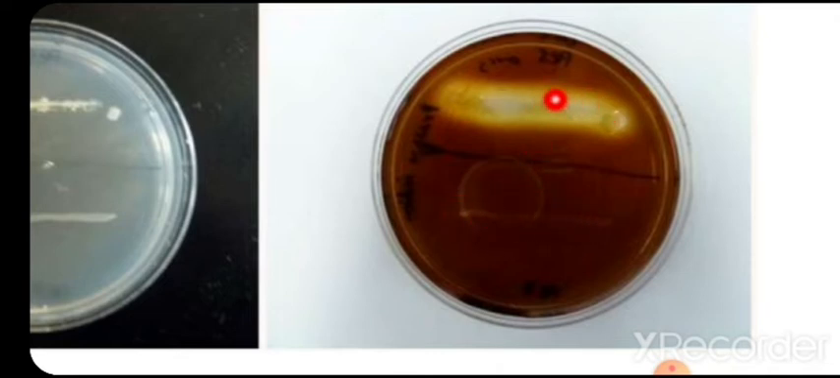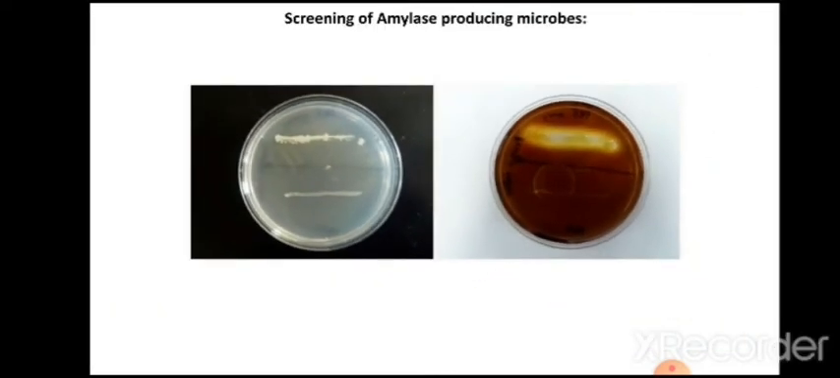Here there is presence of zone of clearance because this organism has produced amylase enzyme that resulted in degradation of starch around the colony, and therefore it resulted in the development of a zone of clearance. So this organism is an amylase producing bacterial culture. This is how the screening for amylase producing microbes is done.